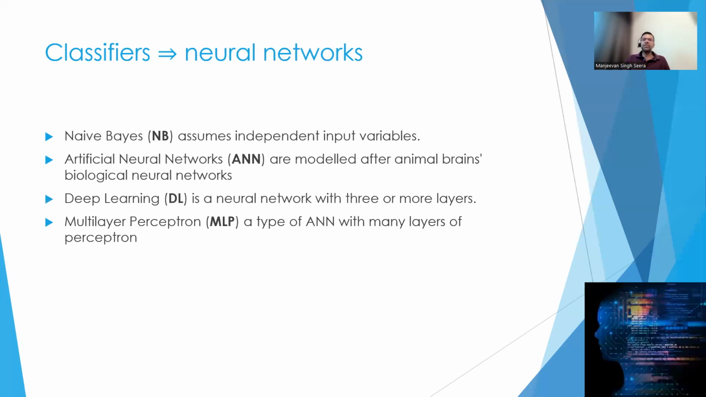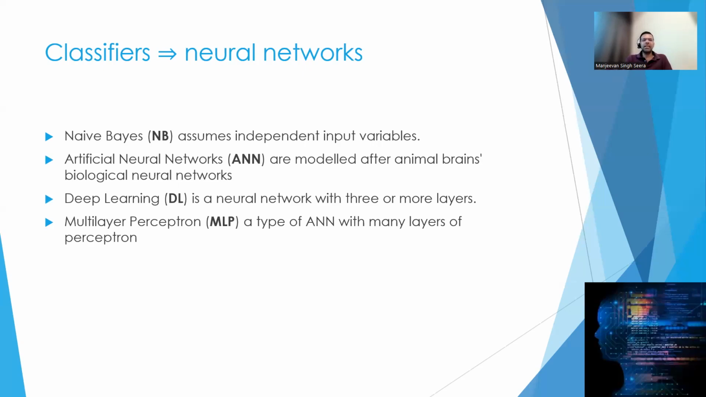In the second part of the 13 classifiers, we look at types of neural networks. The first one is naive Bayes. It assumes independent input variables. The second one is artificial neural networks, which are probably the base of all types of artificial intelligence. These are basically modeled after the animal brain's biological neural networks.